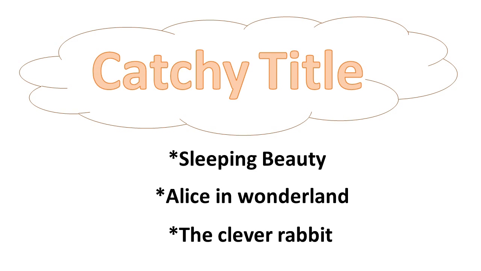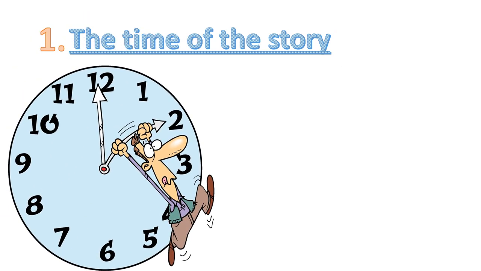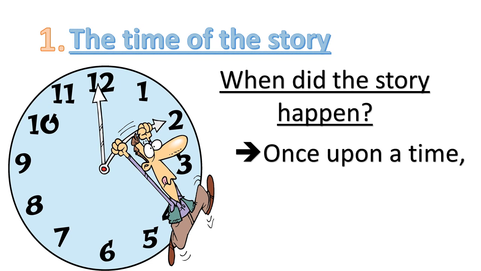What are the other things that you should think of? Okay, number one, the time of the story. When did the story happen? For example, you can say once upon a time or one day. This is a good beginning. You can mention a certain date if you want to write this date. Okay, so number one, never forget to write the time of the story.